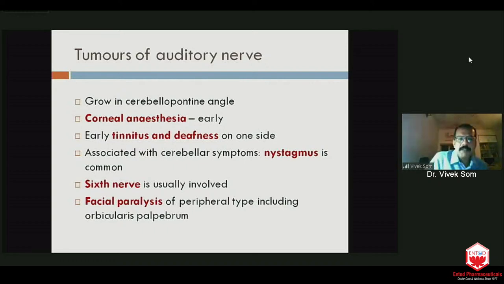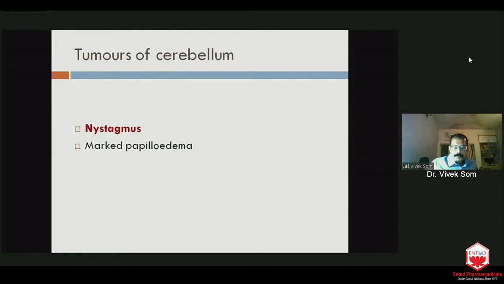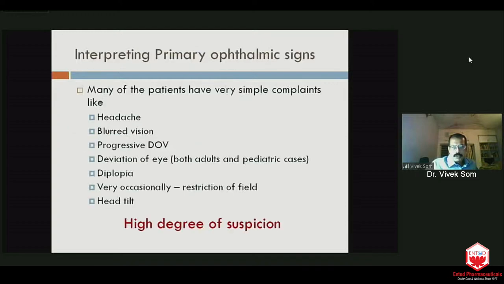Tumors of the auditory nerve may have corneal anesthesia, tinnitus, deafness, and nystagmus. The sixth nerve is usually involved in tumors of the auditory nerve, and facial paralysis may be present. Tumors of the cerebellum are characterized by marked papilledema associated with nystagmus. So interpreting primary ophthalmic signs is of great significance, and many patients have simple complaints like headache, blurred vision, progressive diminution of vision, deviation of the eye, diplopia, occasionally restricted field, and head tilt.